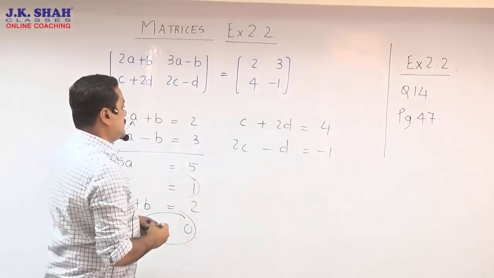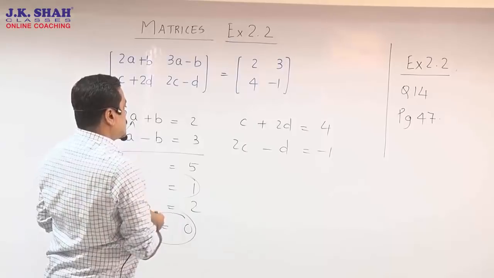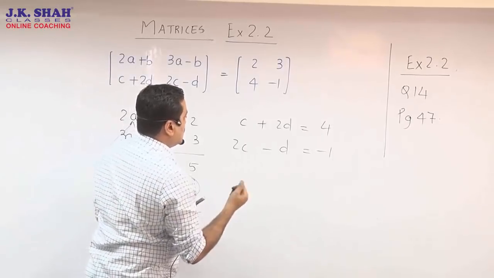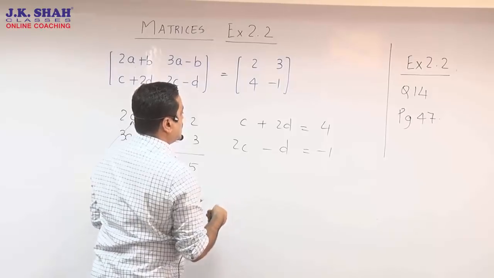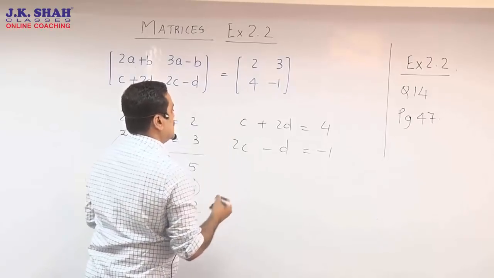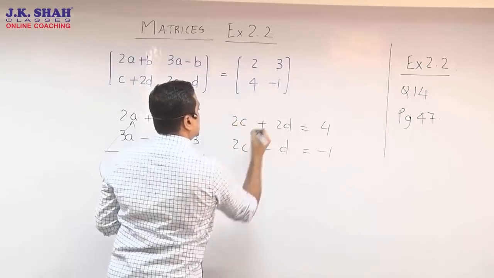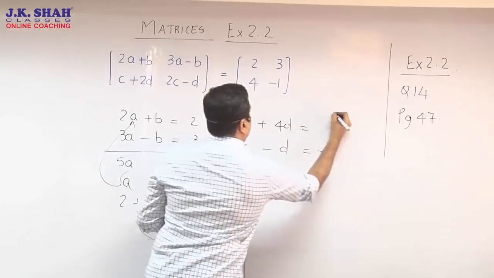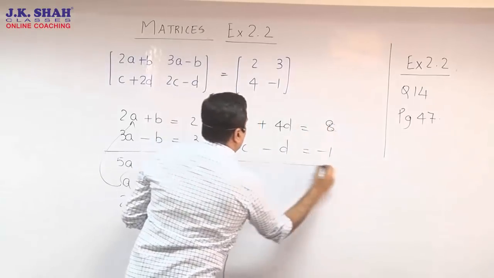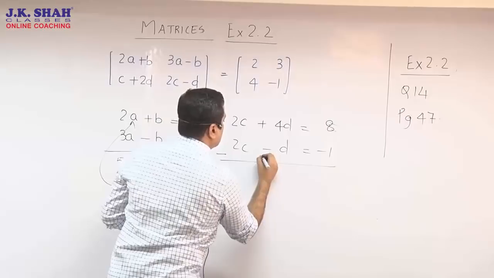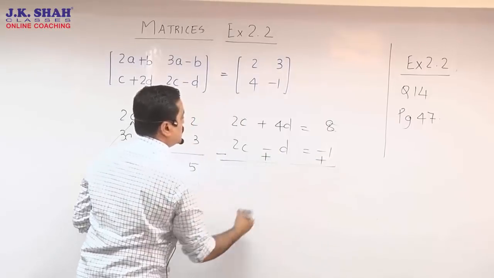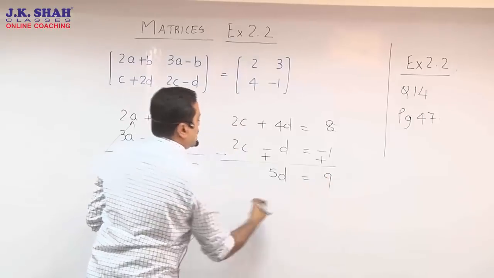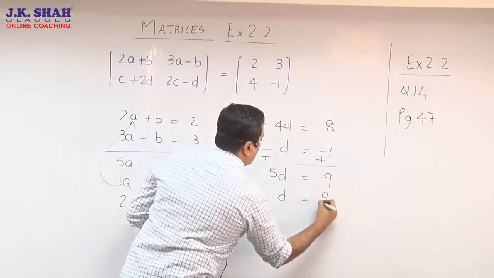Now here it's not as easy as this one, because there the coefficient had matched. Now what we can do is, like our school standard, multiply the upper equation by 2. That's going to be 2c, 4d, 8. On subtracting the two equations, that means there is a sign change over here. I have got 5d equal to 9, so d equal to 9 by 5.